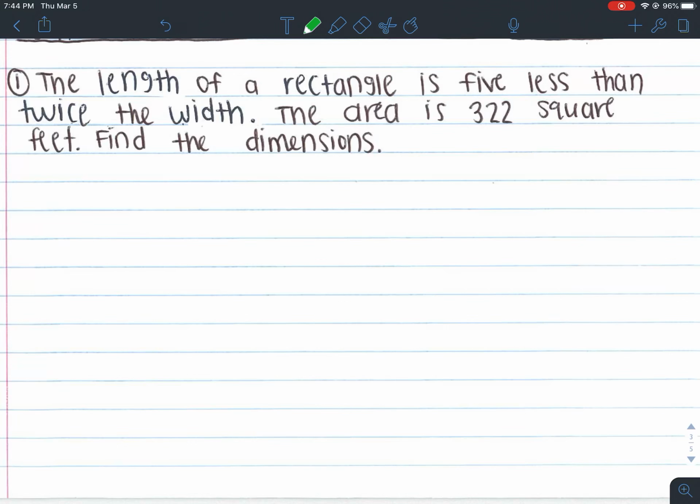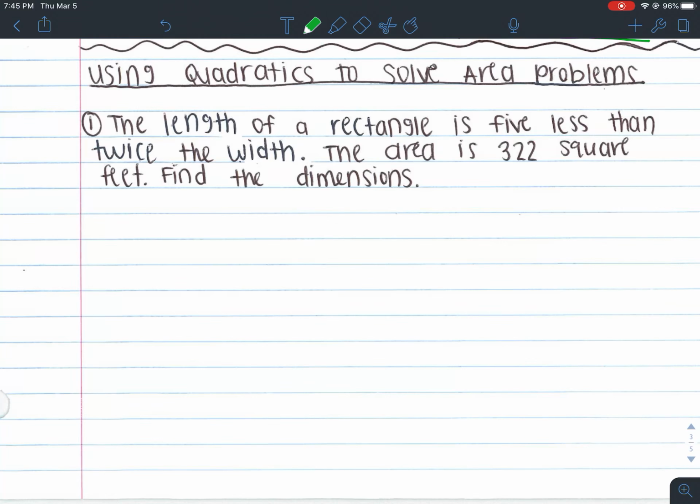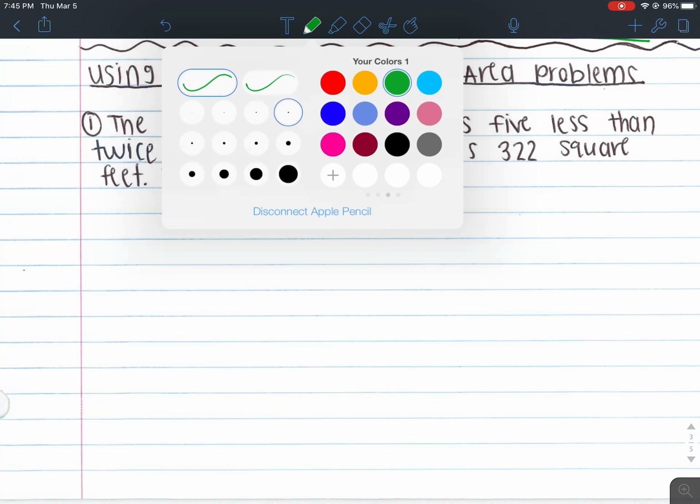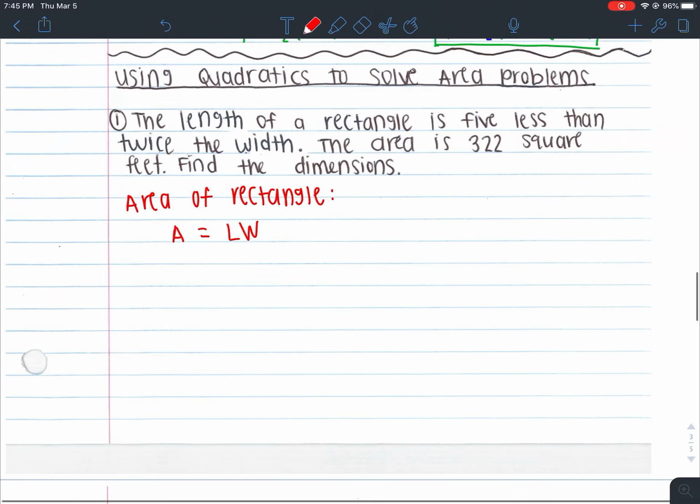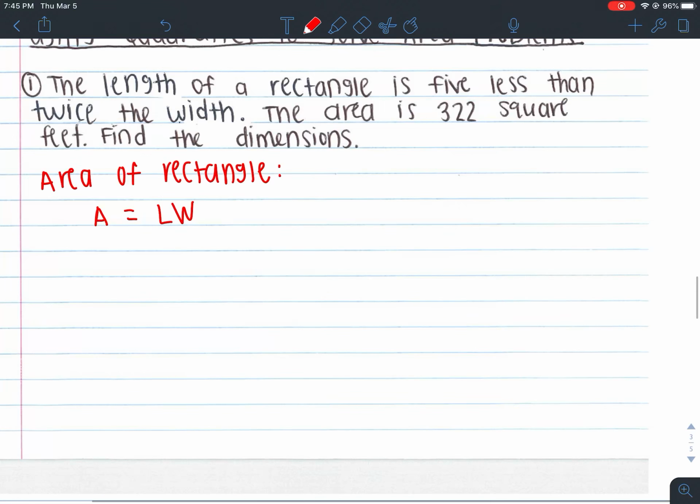Well, dimensions are like the measurements of the length and the width. So here we have a rectangle, and I know the area. Well, let's talk about what the formula for area of a rectangle is, right? Area of rectangle. Well, the area of a rectangle is A equals length times width, right? Length times width tells me the area of a rectangle. So I know I'm going to have to use that formula, I just don't know how yet.